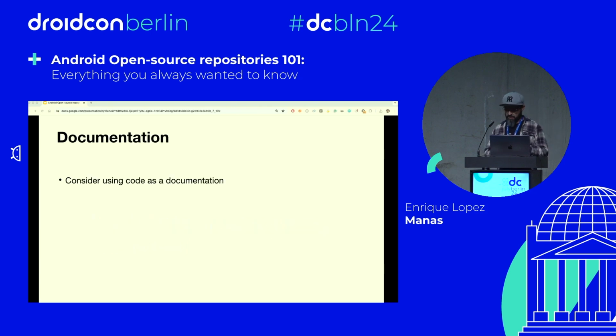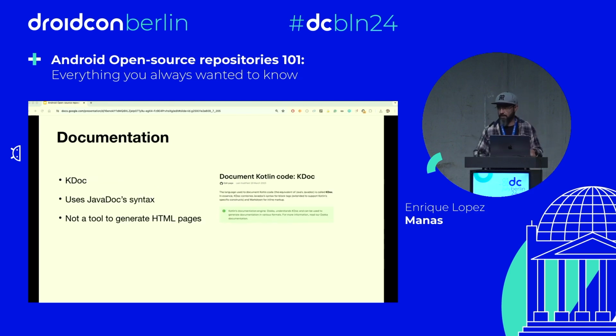When it comes to documentation, we have a few options. Considering using the code as documentation is a good practice, since people are going to be reading our code, and again, it's not always nice to make assumptions. In the Android world, typically we will be using KDoc, which is not a tool itself, it's the language or model that we use to add documentation. It uses Javadoc syntax, but it's not a tool to generate HTML pages.